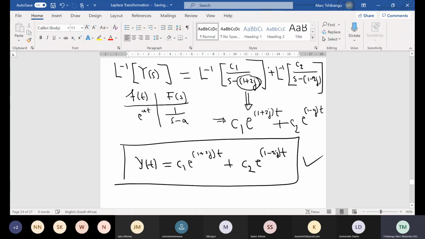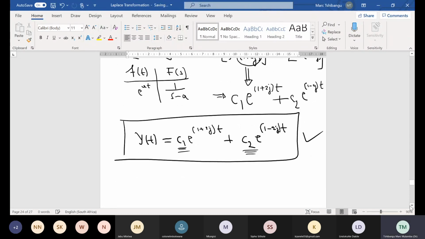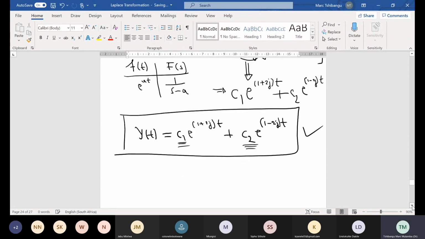So now we need to find the constants. I thought we were done. We need to find the constants to fully describe the system. We're going to use the same approach, but it will be a little different this time around. Let's compute C1.